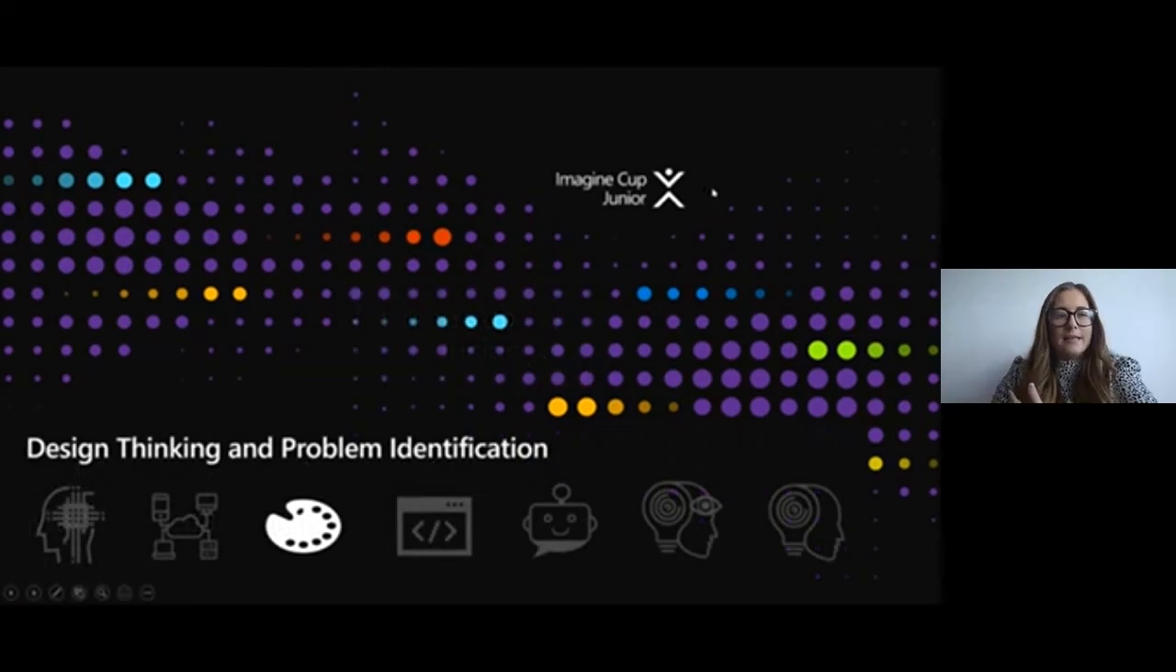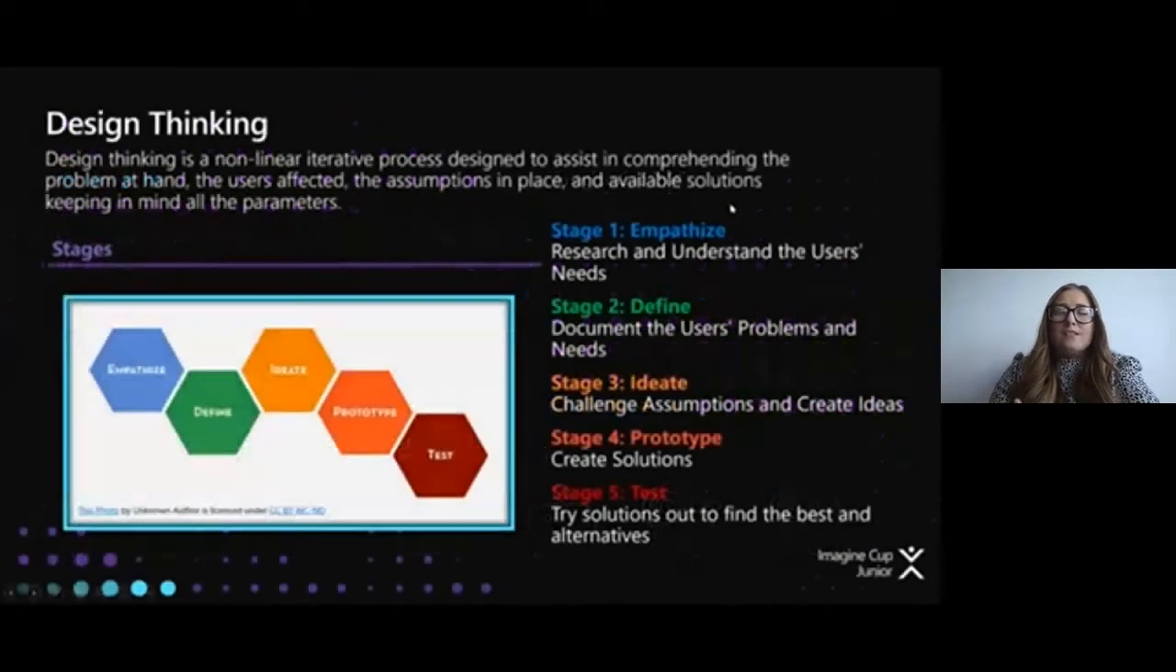And what exactly is design thinking? Well, design thinking is actually going to be hugely important to your project. And in a nutshell, design thinking is just a process for creative problem solving, okay? So it allows us to understand the problem that we're trying to solve, how it will affect other people, and what available solutions there are out there for us. And it's broken into 5 stages.